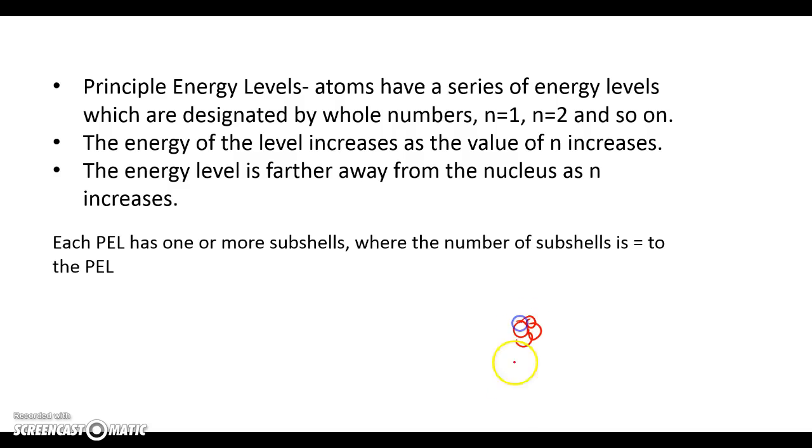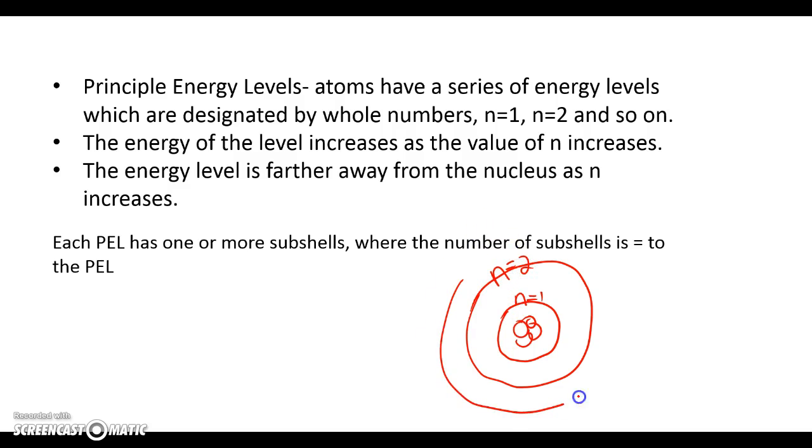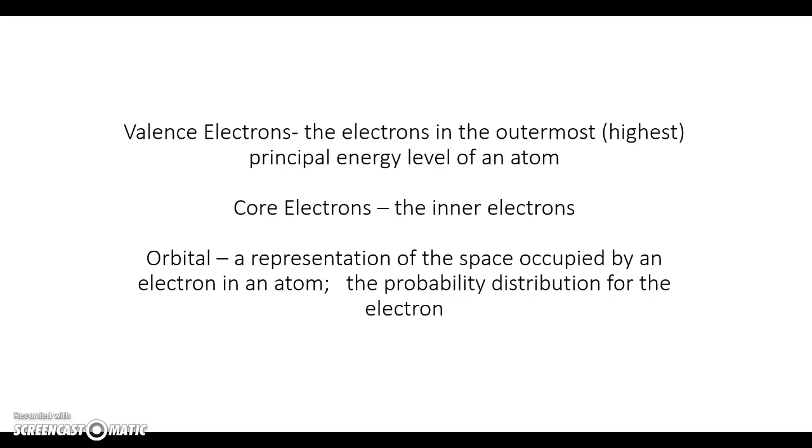So we had used rough pictures on the board of a nucleus here, and the energy level that was closest to the nucleus was n equals 1. The energy level that was next, farther out from the nucleus, had n equals 2, and so on. As you moved away from the nucleus, the energy of the level increased, and the number we give it increases. So 1, 2, 3, and so on. Each of these principal energy levels has more than one subshell, where the number of subshells is equal to its principal energy level.